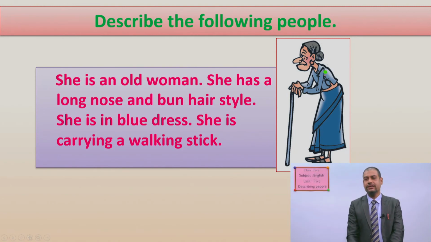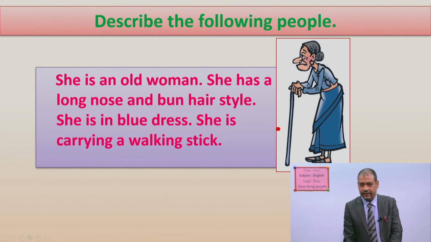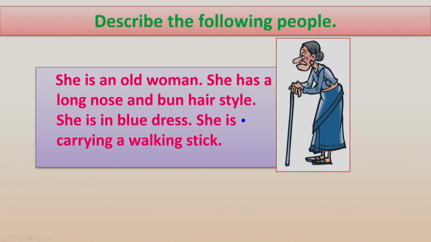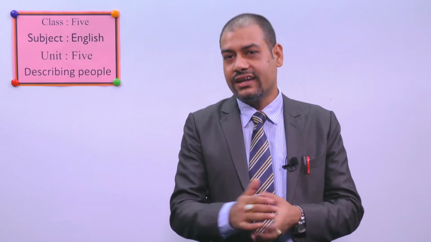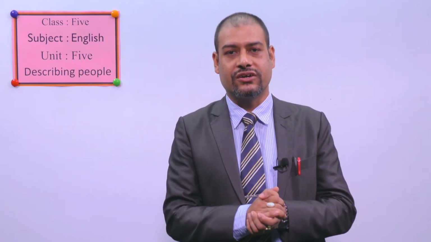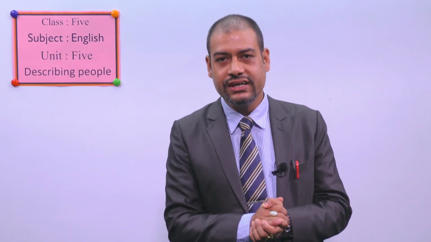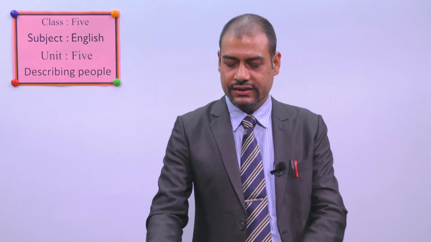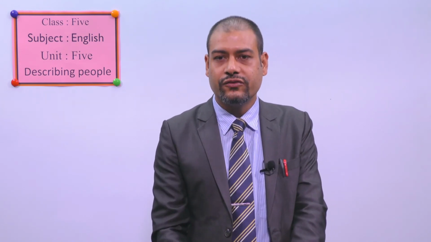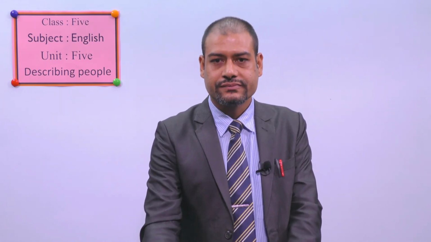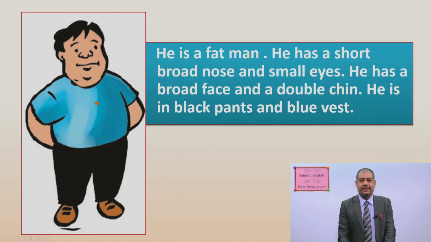Then this woman is in blue dress. Okay, that's why I have written here, she is in blue dress, and she is also carrying a walking stick because she is old. Okay, that is how I have described this woman. Again, I want to show you another picture, and you have to describe that person. Okay, so are you ready? Very good. Now next picture for you is, see, men.